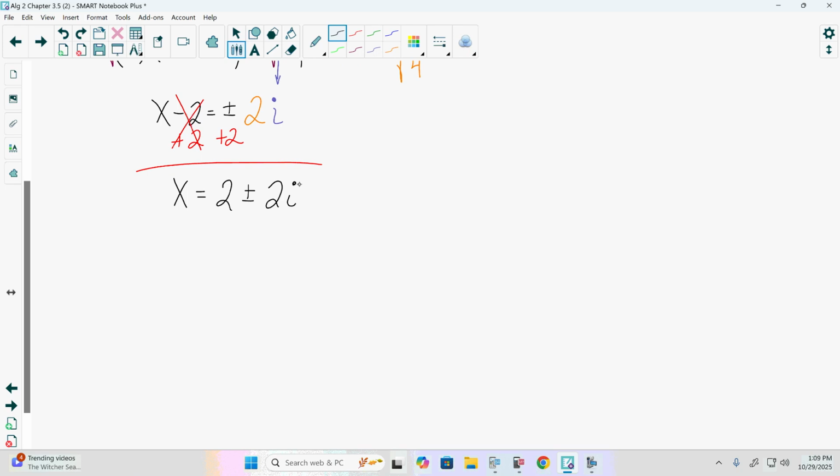2 and 2i are not like terms because one of them has i and the other doesn't. Now if they both had i, 2i plus 2i is 4i. 2i minus 2i is 0. But because they don't both have an i term, they're not like terms. So this here is our final answer.